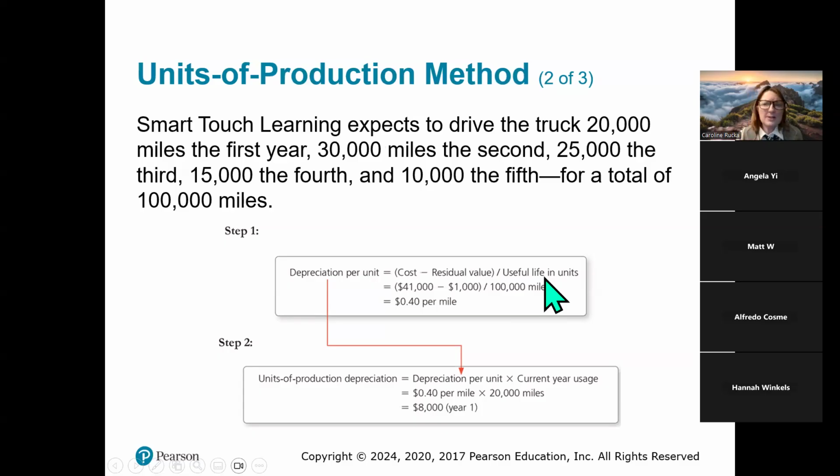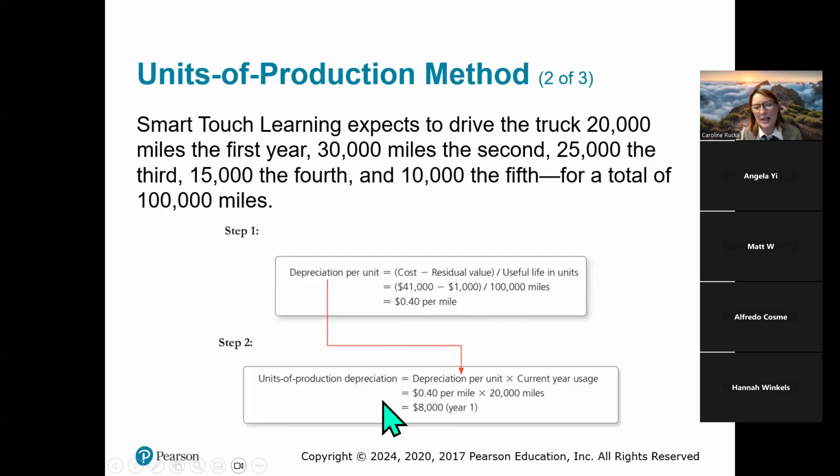I think that's confusing because it makes it seem like it's an amount of time, right? I would say it's our use units, that 100,000 miles of use that we're going to get out of this truck. So we have $41,000 minus that $1,000 of residual value divided by the 100,000 miles that we're going to use it for, and that depreciates by 40 cents per mile.